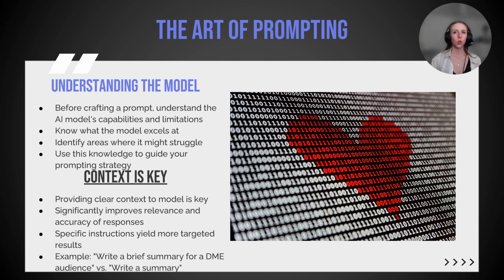So let's start off with understanding the model. Before crafting a prompt, it's essential to understand the capabilities and limitations of the AI model you're working with. Knowing what the model excels at and where it might struggle can guide your prompting strategies. Context is key, so providing the model with clear context can significantly improve the relevance and accuracy of the LLM's response. For instance, specifying the sentence "write a brief summary" for a DME audience can yield more targeted results than a generic "write a summary."